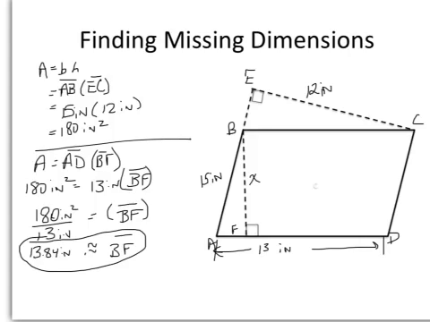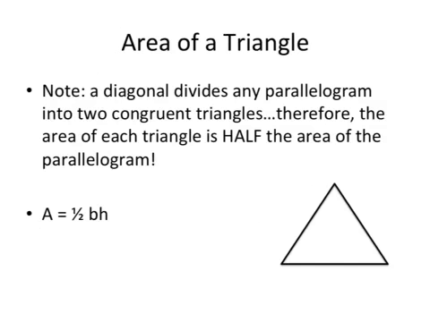We used a two-step process here to figure out what our area was and then use that area to find a missing segment length. Now let's talk about area of a triangle. Now we have to note here that a diagonal divides any parallelogram into two congruent triangles. Therefore, the area of each triangle is half the area of a parallelogram. Well, the area of our parallelogram was just base times height, so that we know that any triangle will be the area of 1/2 the base times the height. Because if we put two of those identical triangles together, they would form a parallelogram. Always, always, always. So that's how we derive the area of our triangle.